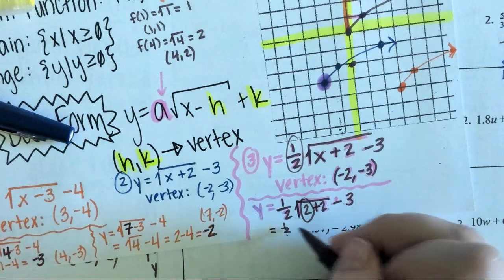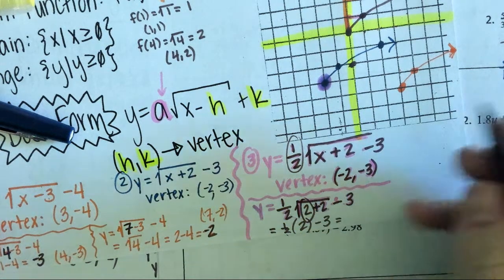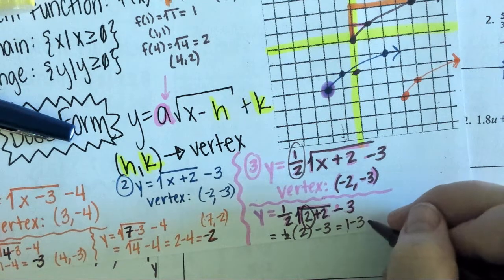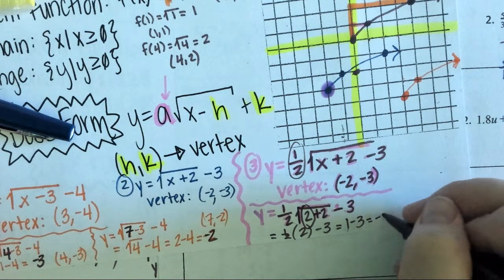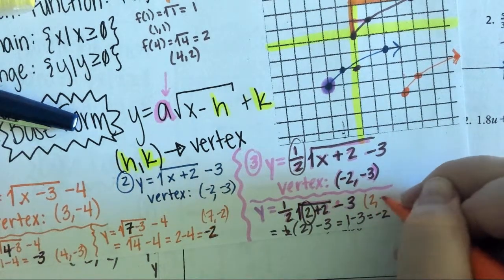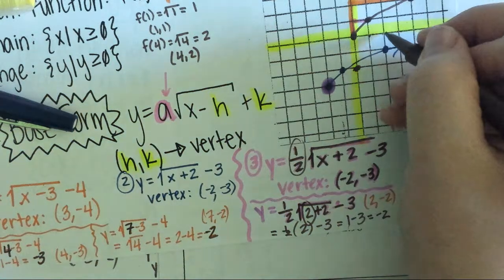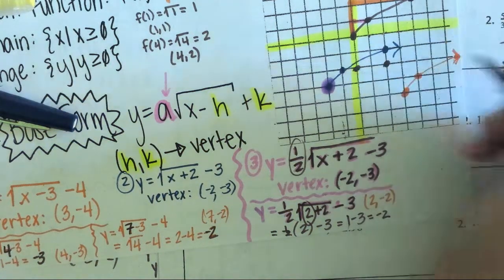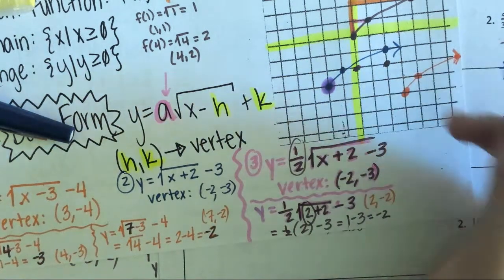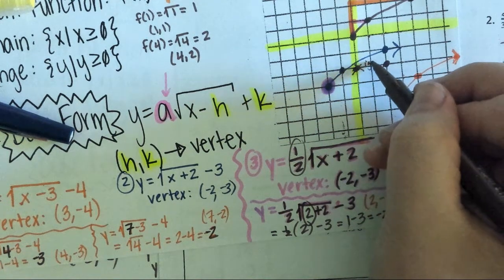What is the square root of 4? Okay, what is 1/2 times 2? 1. So I have 1 minus 3. What's 1 minus 3? Negative 2. Okay, so my point is really at 2, negative 2. So I know there was a point at 2, negative 2. So I was already wrong. So we can ignore that one. Ignore me.